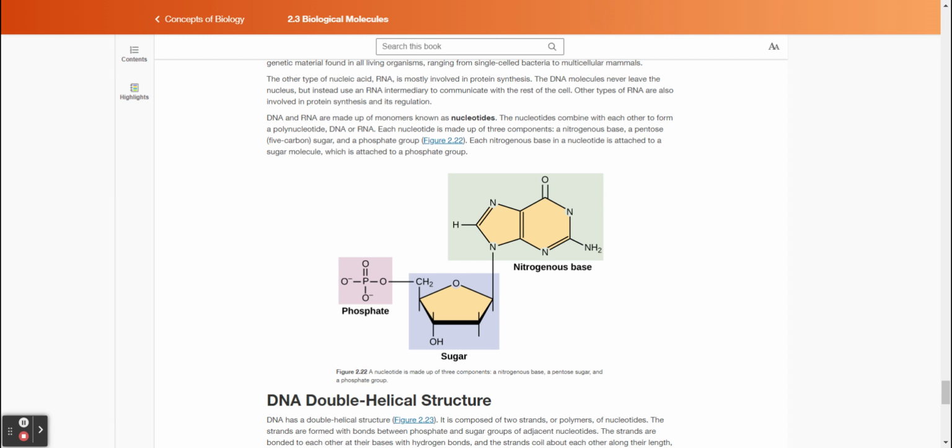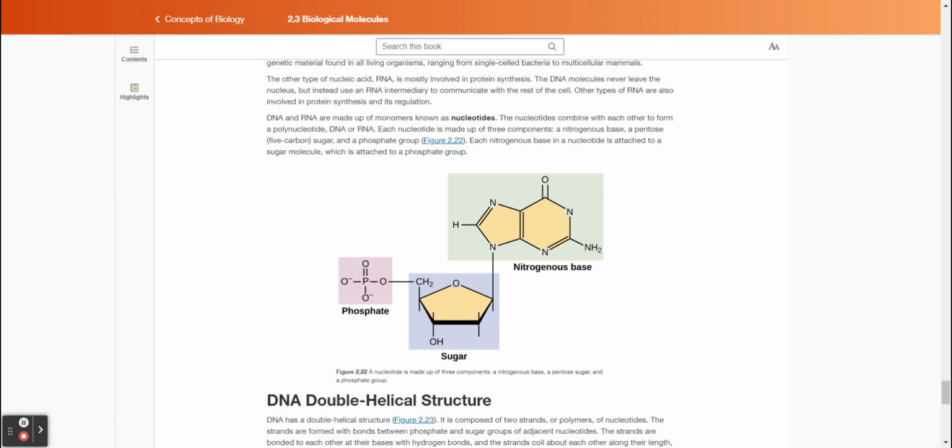The DNA molecules never leave the nucleus, but instead use an RNA intermediary to communicate with the rest of the cell. Other types of RNA are also involved in protein synthesis and its regulation. DNA and RNA are made up of monomers known as nucleotides. The nucleotides combine with each other to form a polynucleotide, DNA or RNA.